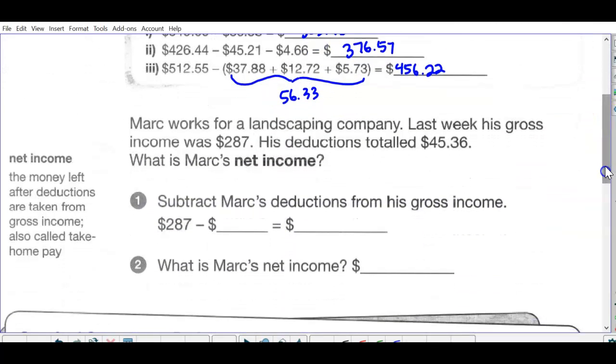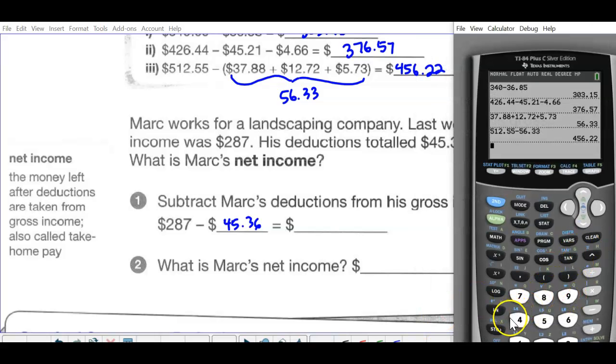So let's look at some actual questions. So Mark works for a landscaping company. Last week his gross income was $287. His deductions totaled $45.36. What is Mark's net income? So you just want to subtract. It's pretty straightforward.